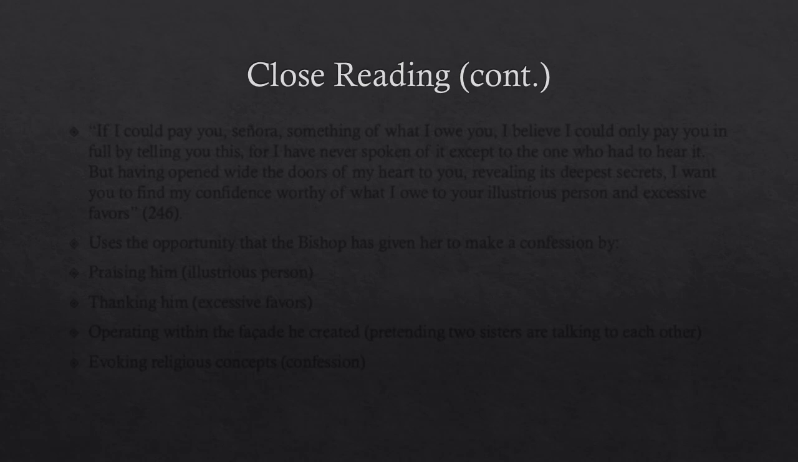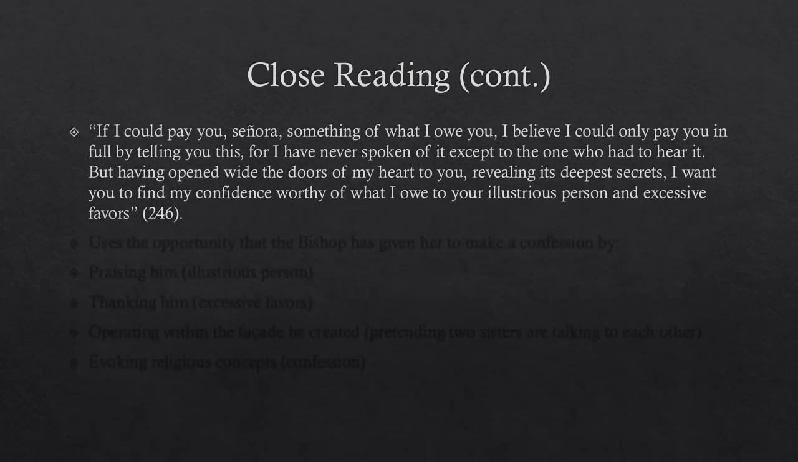All right, so we'll wrap up with the final few sentences of the introduction here. "If I could pay you, Señora," remember she's pretending he's a nun, "something of what I owe you." She's been thanking him for publishing her sermon commentary without her permission. "I believe I can only pay you in full by telling you this, for I've never spoken of it except to the one who had to hear it." She means confession. This is a Catholic form of Christianity.